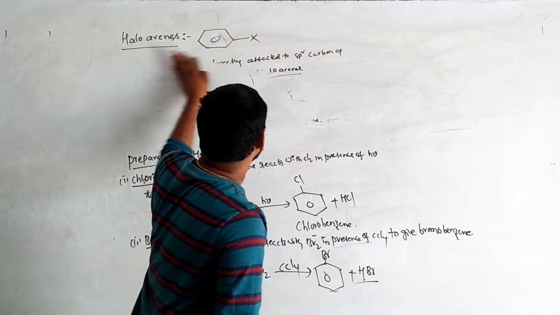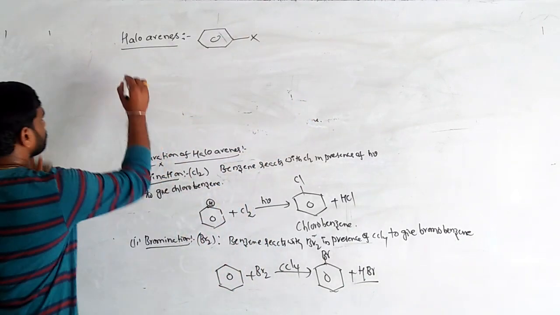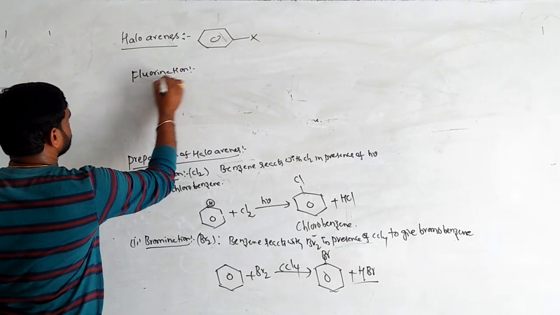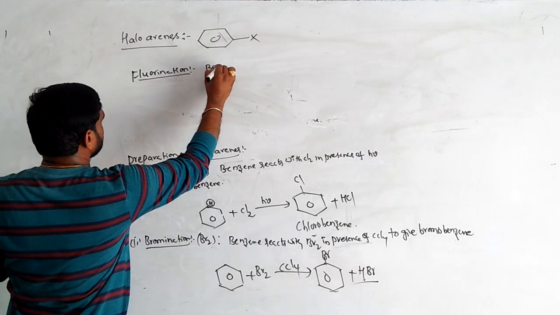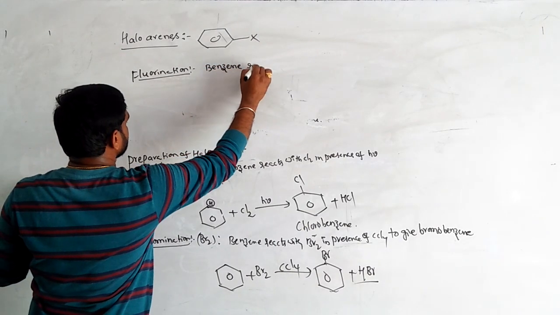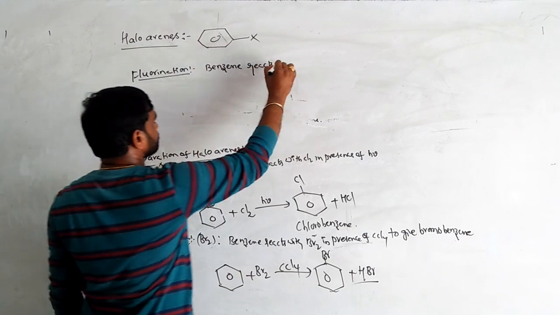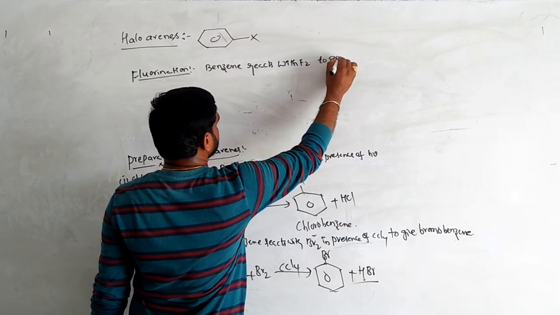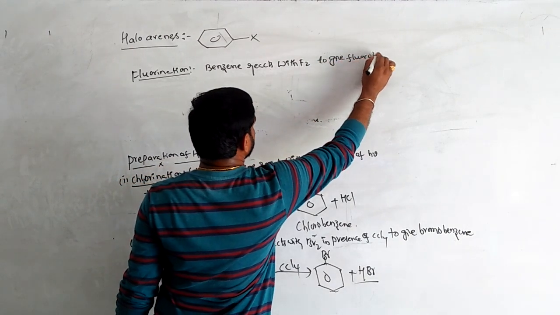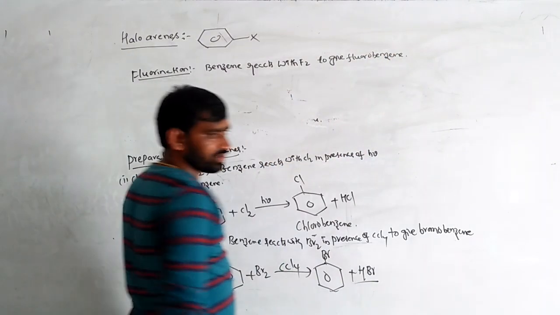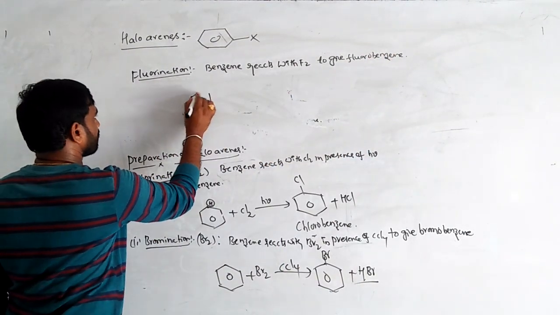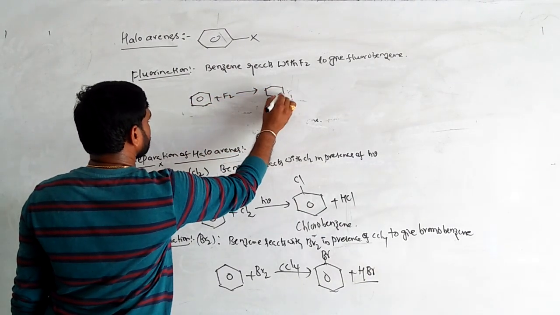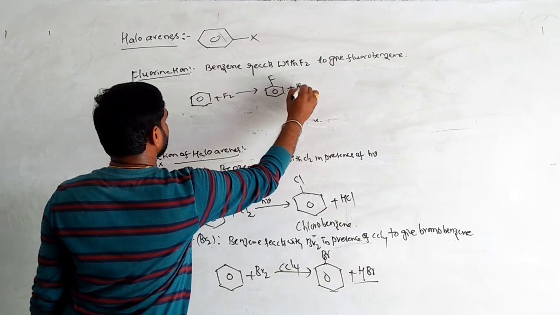Similarly, fluorination, reaction with fluorine. Benzene reacts with fluorine to give fluorobenzene. This is the molecular formula of benzene. It reacts with fluorine to give fluorobenzene. Fluorine is attached to benzene and the remaining is HF.